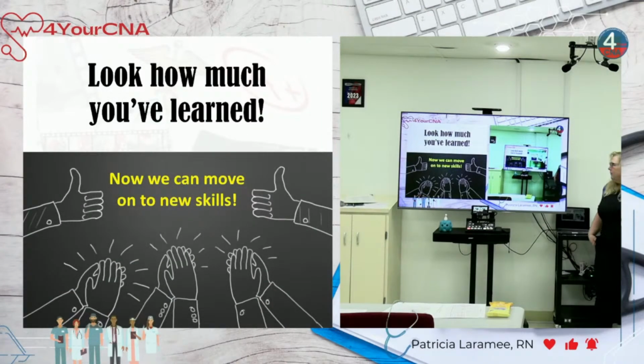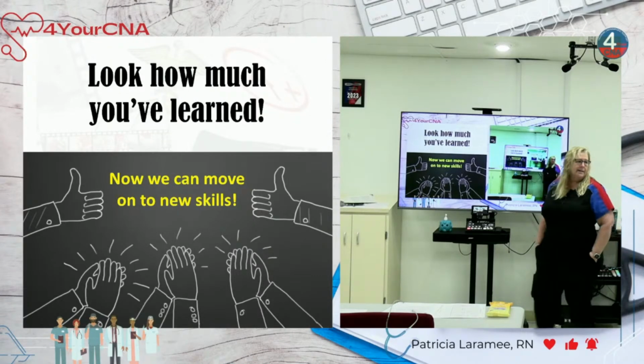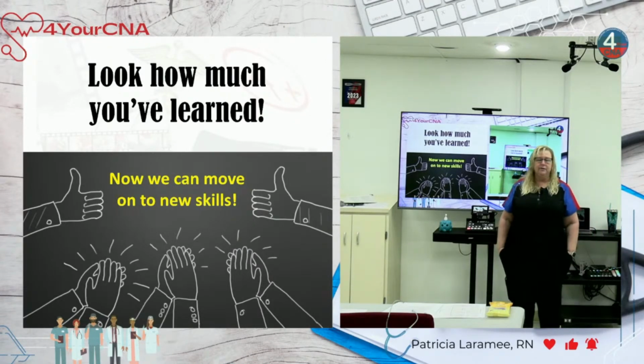So look at how much you've learned. A lot of stuff. So everybody comfortable with what we've learned so far? There are a few more skills that you've learned that I didn't put, like range of motion. But the ones that I highlighted are the ones that students seem to have the most trouble with.